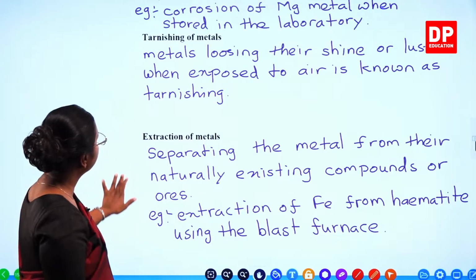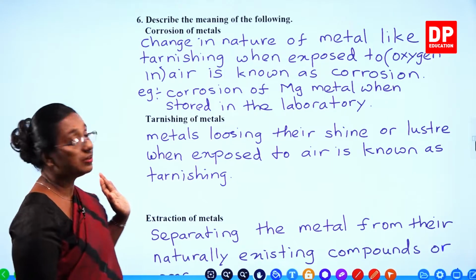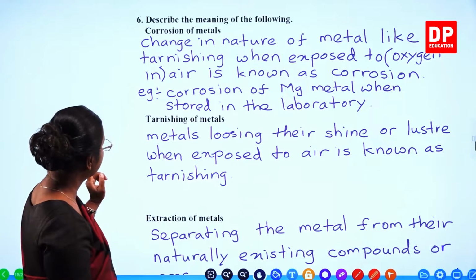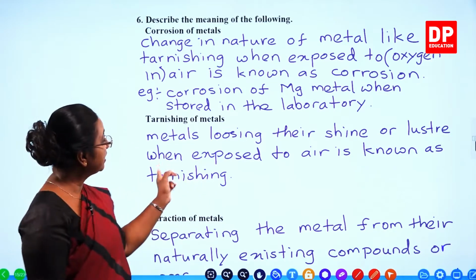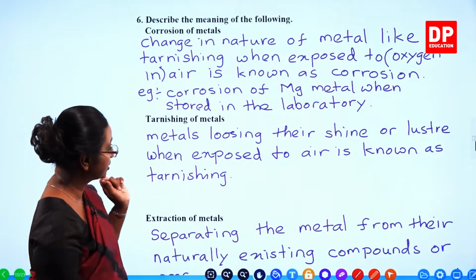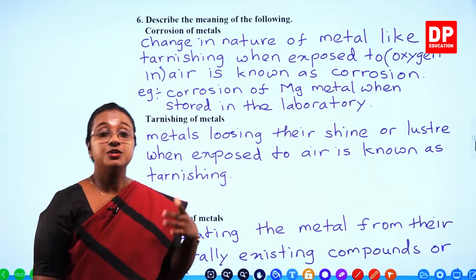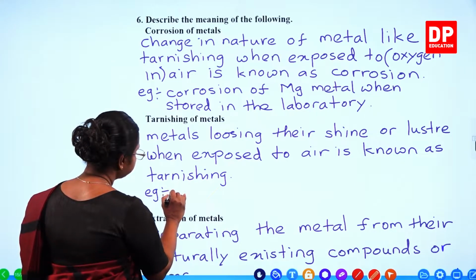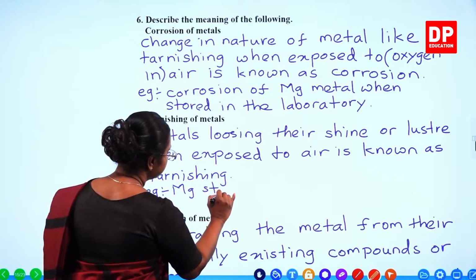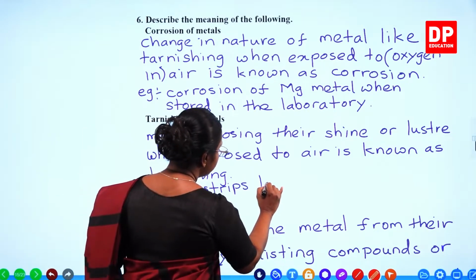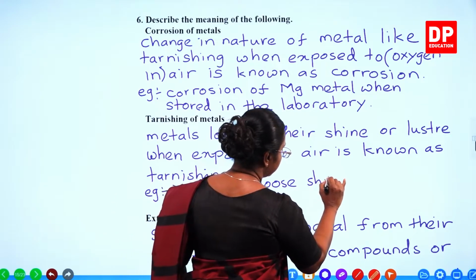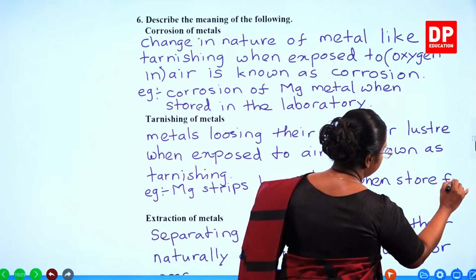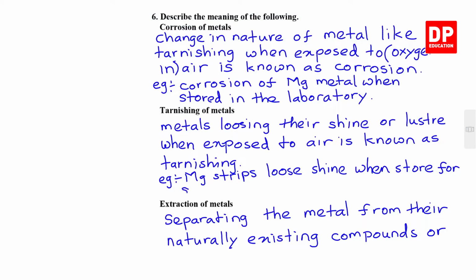So with that, students, I have explained all the terms that were given to us. Describe the meaning of the following terms. Here, of course, I have not written an example. Tarnishing of metals. Metals losing their shine or luster when exposed to air is known as tarnishing. So for that also, you can even write the example. Magnesium strips lose their shine when stored for some time.